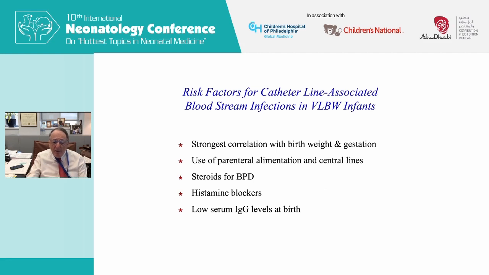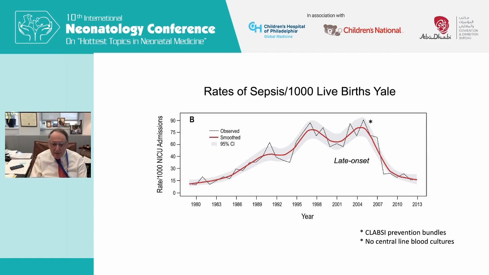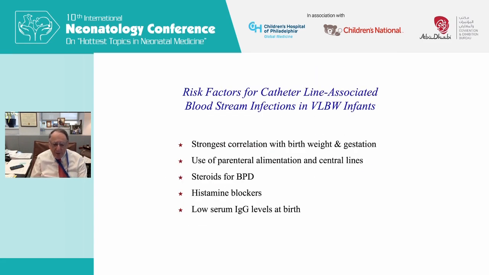So parenteral alimentation, central lines, obvious risk factors. Lipid is thought to be an independent risk factor for infection. Steroids for BPD, used less frequently now, but a risk factor. Histamine blockers, proton pump inhibitors are both associated with healthcare-associated infections and even NEC. From a research viewpoint, low serum IgG levels at the time of birth predict a baby who's at higher risk to develop a nosocomial infection.